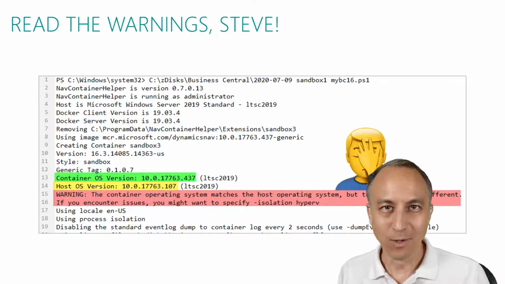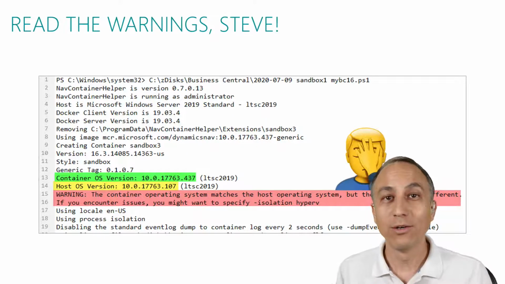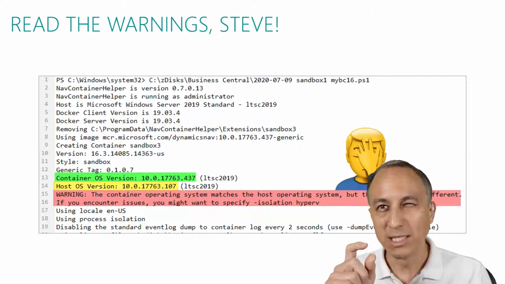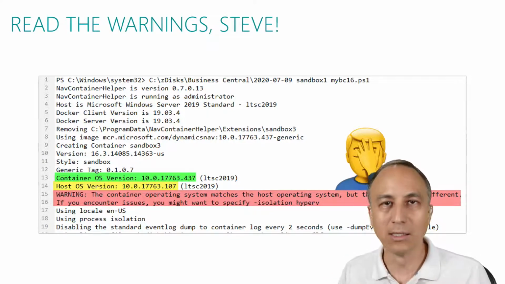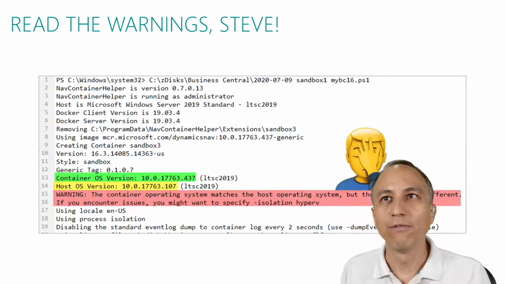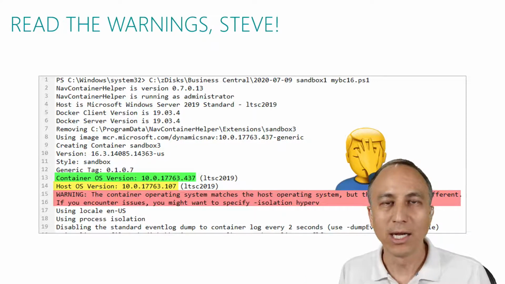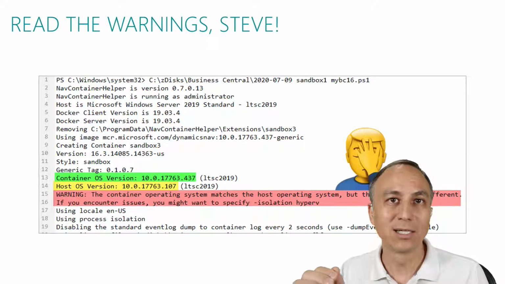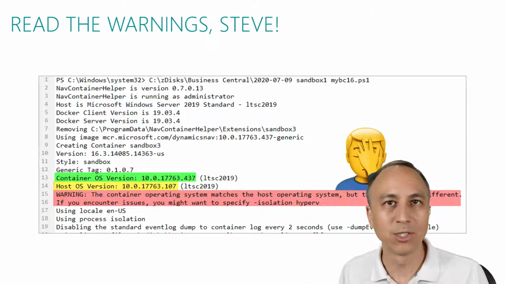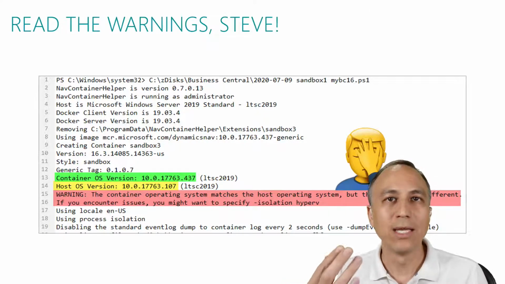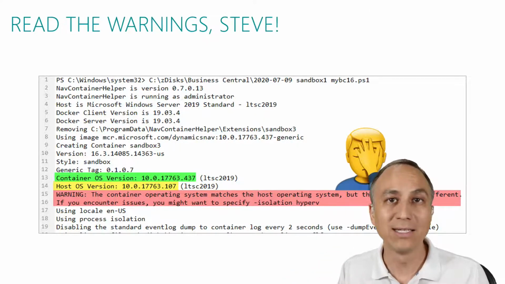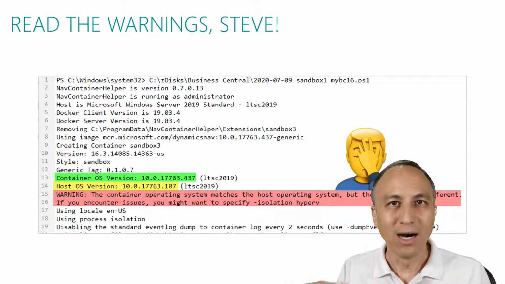One, don't assume that Windows Update works. Two, Windows Update and the specific build of Windows is important to NavContainerHelper and Docker and your BC containers. If you are using a really old version of Windows, there may not be a generic image that is a good match for it, and that may cause subsequent problems. The third lesson is to review the container build logs, the NavContainerHelper build logs. Even though it's hundreds of lines, at least scan it and look for warnings or errors.